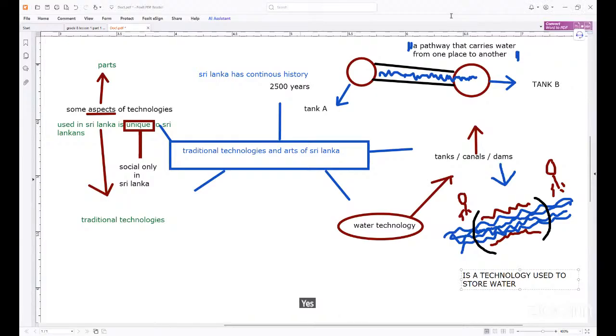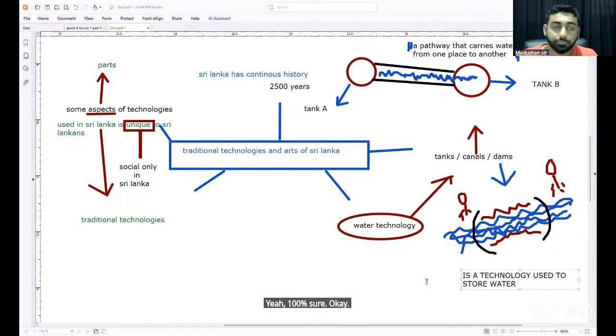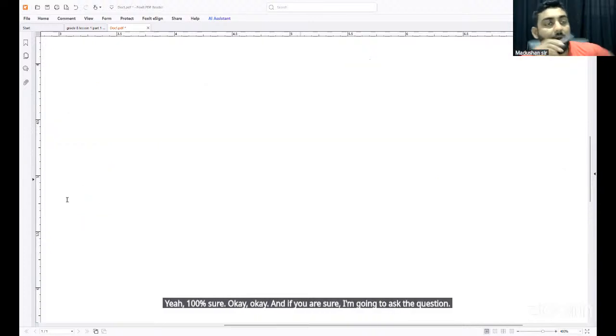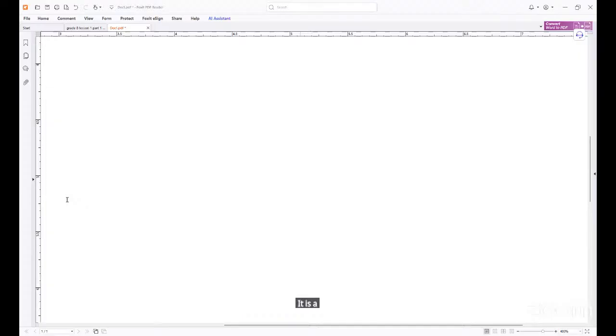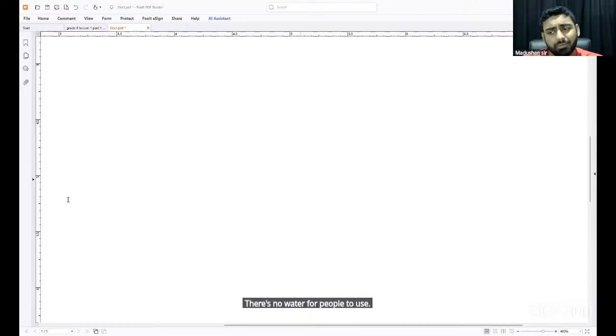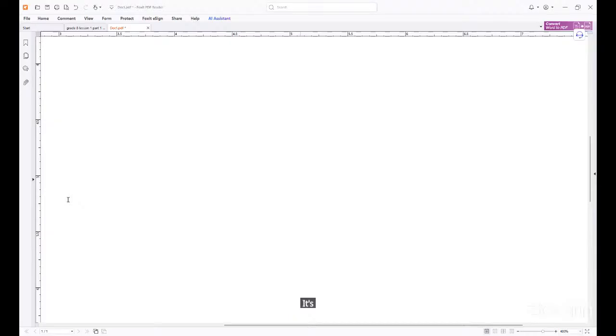Yes, sir. 100% sure. Okay, now if you are sure, I'm going to ask a question. What is the purpose of a dam? It is to hold water from going out. Very good. To store water for people to use. Perfect. And what is the purpose of a canal? It is to transfer water from one place to another. Very good.